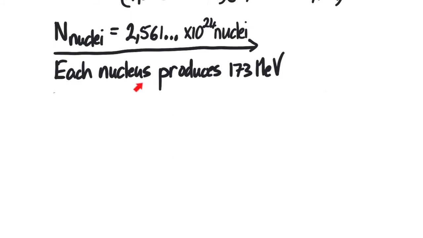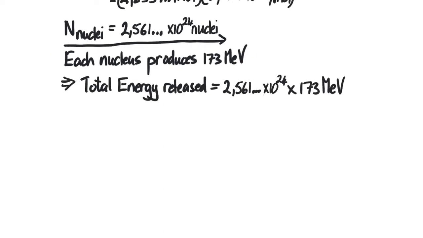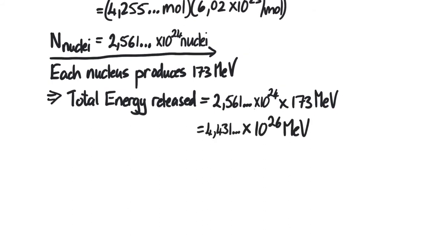Now when a nucleus of U-235 fissions, then it produces 173 mega electron volts. So the total energy released, if I specify if, all nuclei in 1,000 grams or 1 kilogram of uranium fission, then the total energy would be the following: 2.561 times 10 to the 24 nuclei multiplied by 173 mega electron volts. That gives us 4.431 times 10 to the 26 mega electron volts.